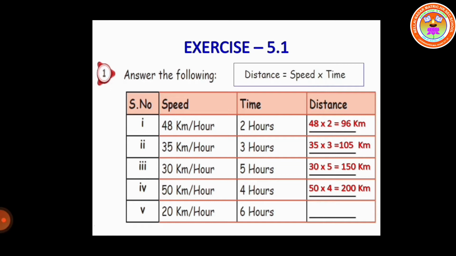Unit is kilometer. And fifth subdivision, speed given as 20 km per hour and time is 6 hours. So multiply both, 20 into 6. We will get 120 km. Let us see the next one.